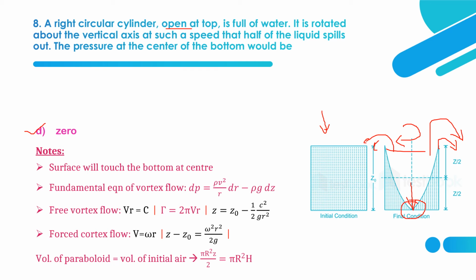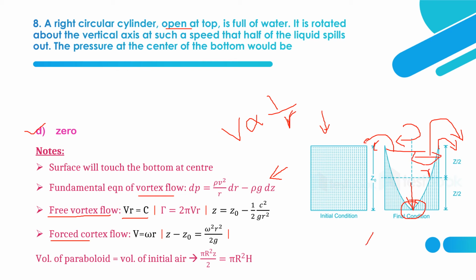So let's see more about the vortex flow. This is the fundamental equation of vortex flow. It's given by dP, change in pressure, is equal to rho v square by r dr minus rho g dz. Basic fundamental equation for vortex flow. There are two types, forced vortex and free vortex. For free vortex flow, the basic formula is Vr is a constant. That is nothing but velocity is inversely proportional to r. R is the radius of rotation.